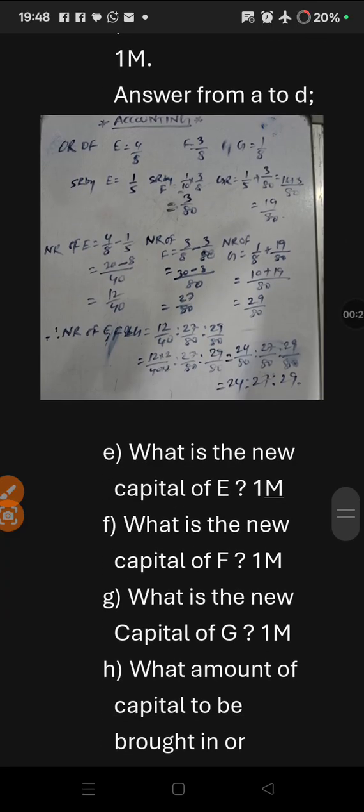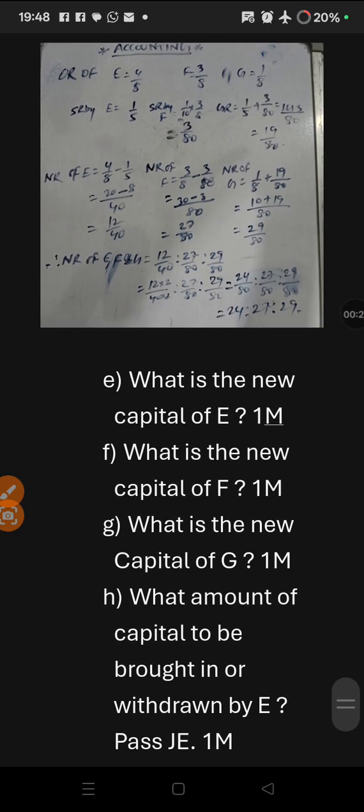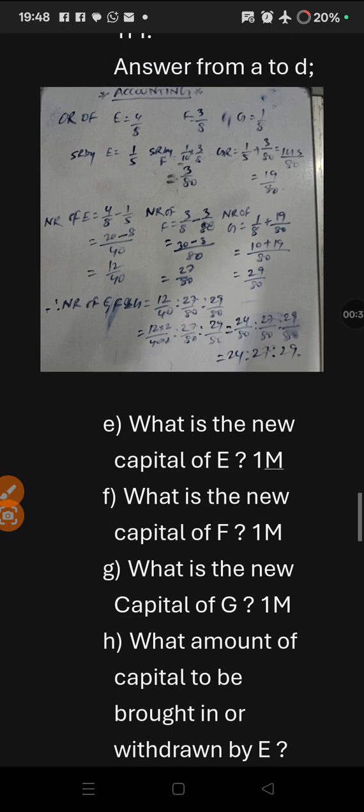What are E, F, and G saying? Question number E is saying what is the new capital of E, what is the new capital of F, and what is the new capital of G. Why is it saying so? So let us look at the question.